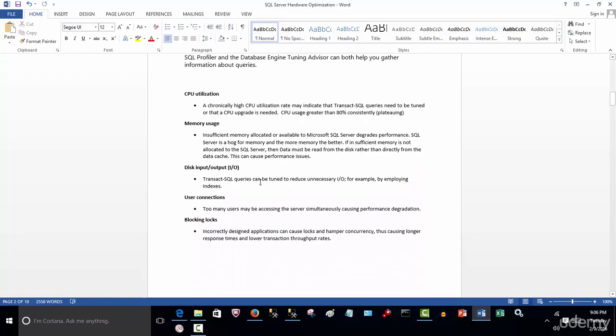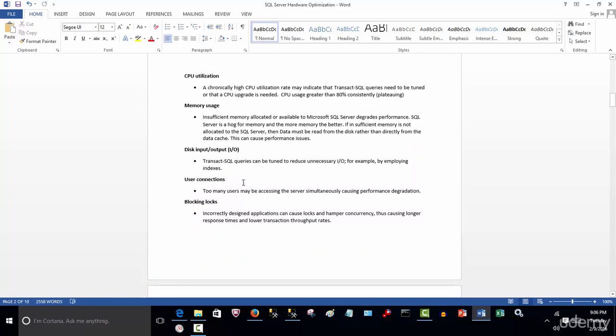So, some a little more definitions, CPU utilization. A chronically high CPU utilization rate may indicate that the T-SQL queries need to be tuned, or that the CPU needs to be upgraded or replaced with a faster one, with a faster server. Now, the cutoff point, if you will, is the CPU usage is greater than 80% consistently. This is the key word.